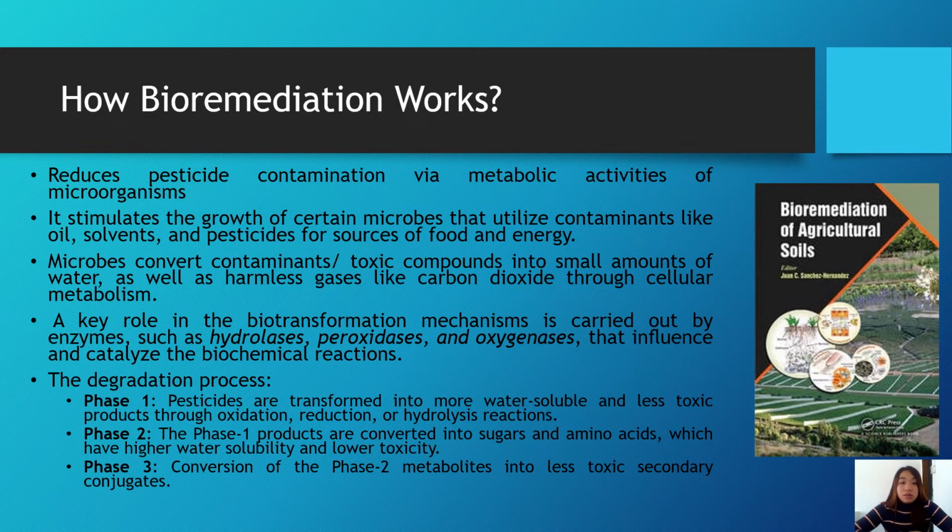So how does bioremediation work? Bioremediation reduces pesticide contamination via metabolic activities of microorganisms. It stimulates the growth of certain microbes that utilize contaminants like oil, solvents, and pesticides as sources of food and energy. Microbes convert contaminants or toxic compounds into small amounts of water, as well as harmless gases like carbon dioxide, through cellular metabolism. As we have mentioned a while ago.